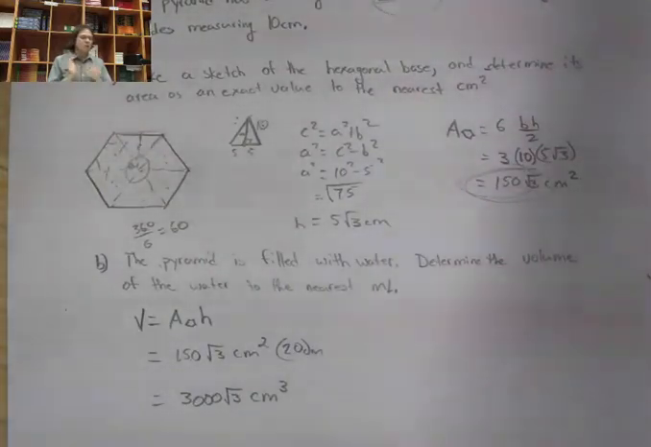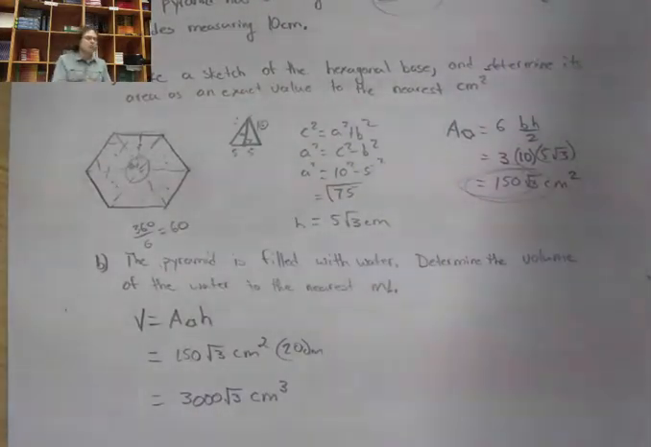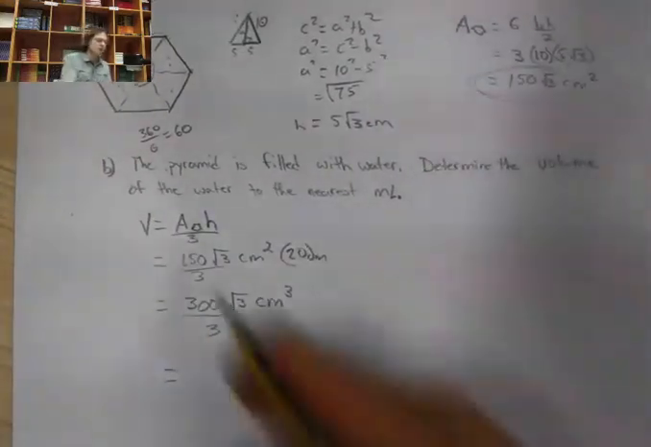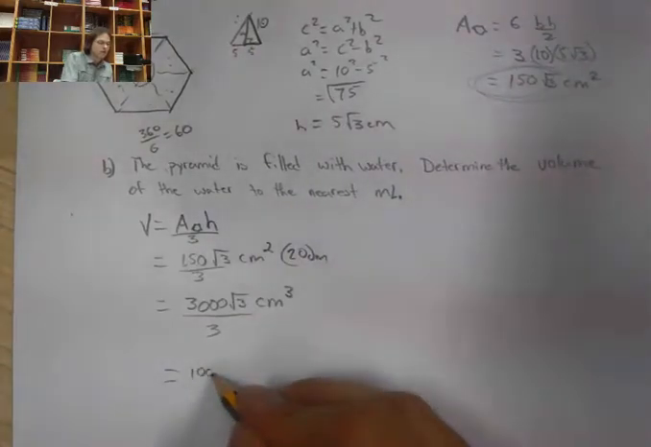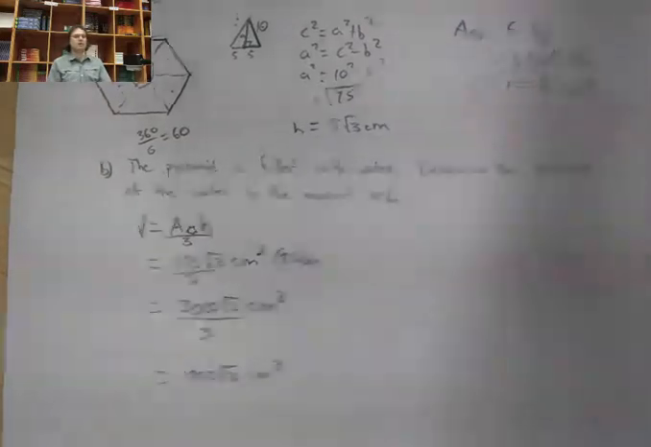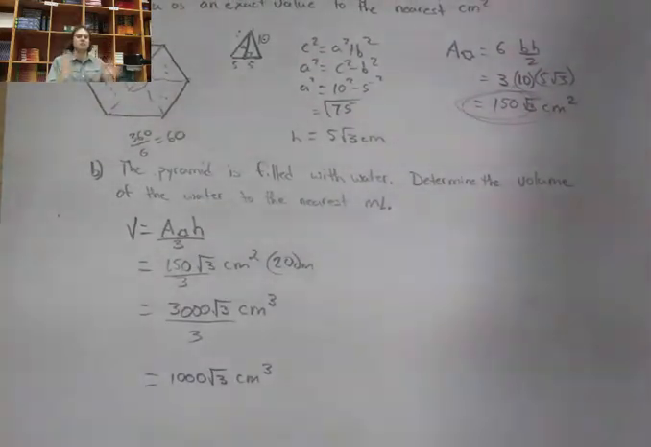But now, this is for if it was a hexagonal prism. What I must do is I also must divide by 3, and divide this by 3. Why? Because it is a pyramid. So I have 1,000 root 3 centimeters cubed. You get that? Because this was for a hexagonal prism, so then I had to divide by 3 because it is a pyramid. So hopefully you understood everything.